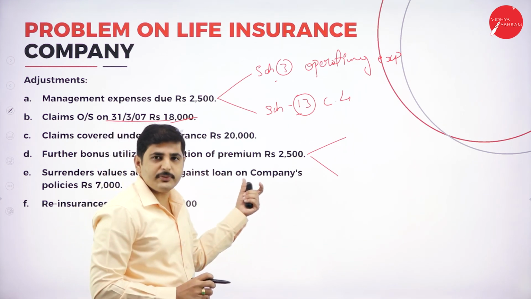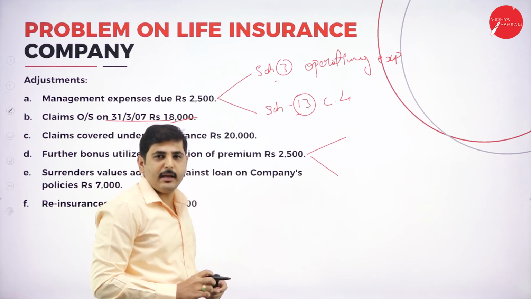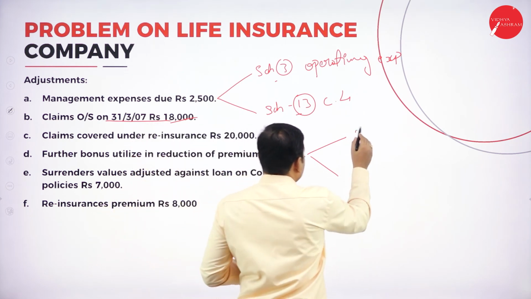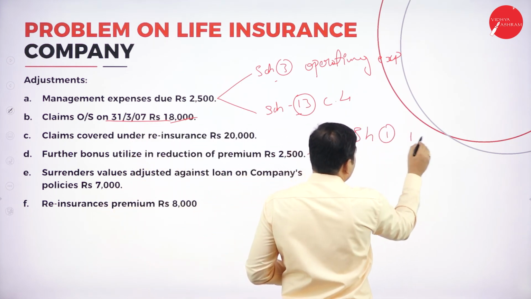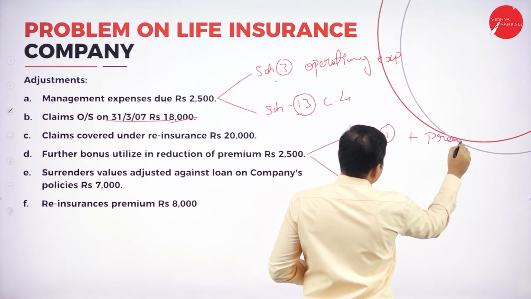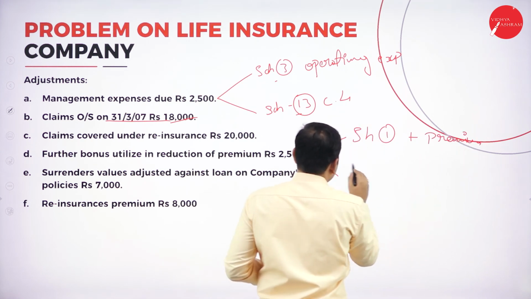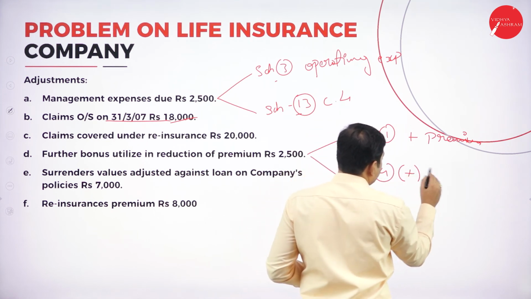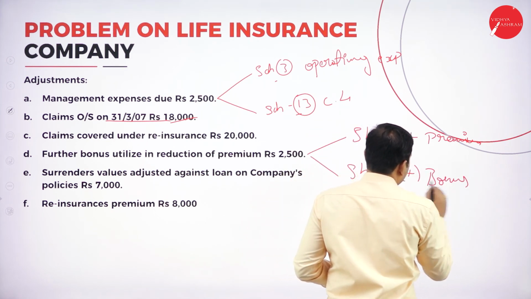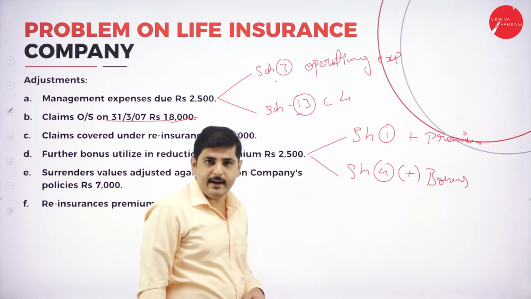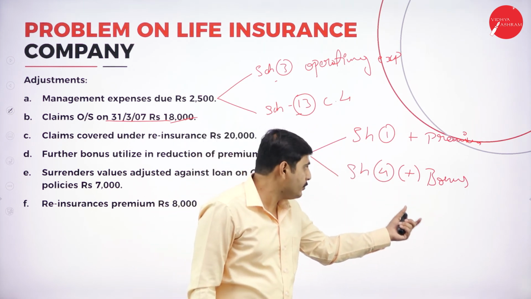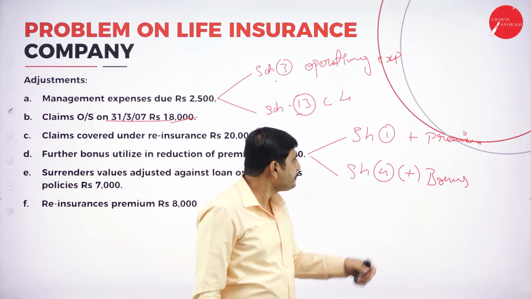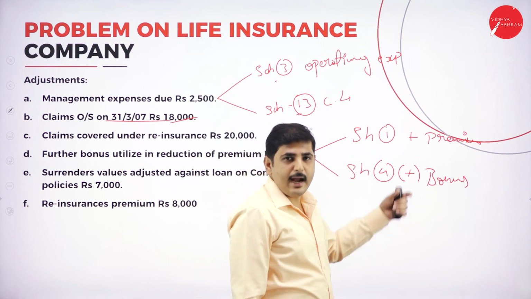Again, where can we show this one? We can show it in the premium, schedule number 1, add to premium. Again, schedule number 4, benefits paid. Under benefits paid, add to bonus. Again, schedule number 1, premium, add to premium.